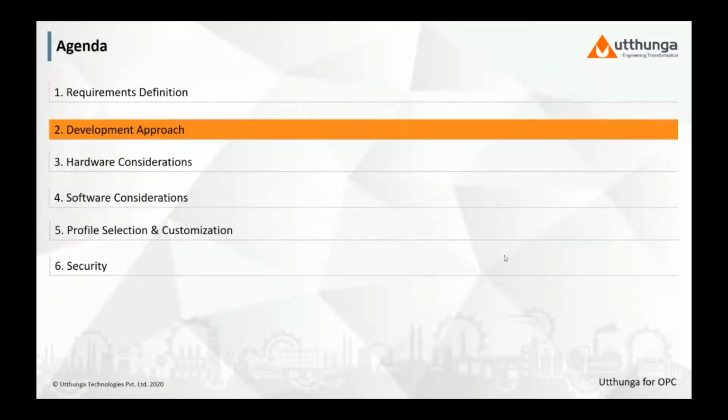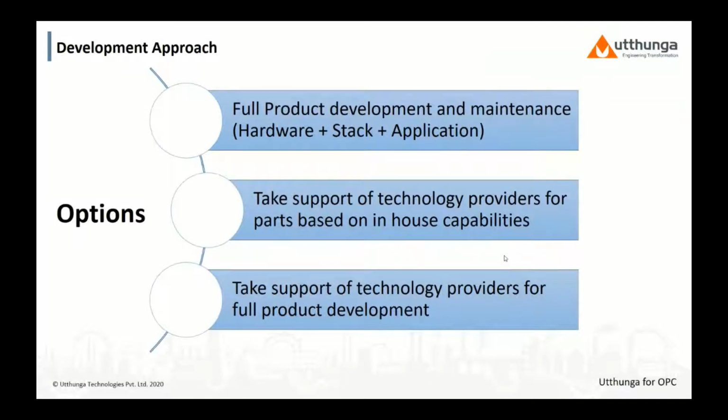Then we'll go into the development approach. There are three approaches at a very high level. First, full product development and maintenance, including hardware, stack, application, and so on. The second option is to take support of different technology providers in the market, based on your in-house capabilities, how your teams are composed, and how enabled they are on OPC UA related technologies. And the third option is to give very high level requirements to a technology provider, who can design, develop, and deliver the full product for you.